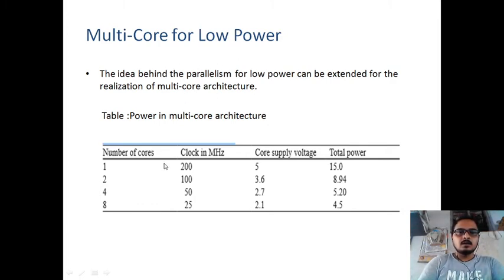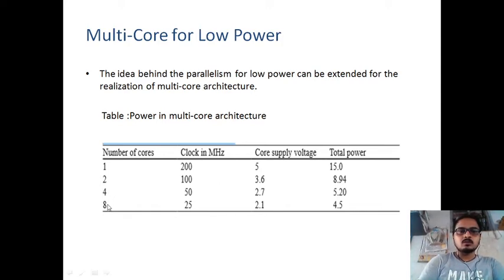See here, see the tabular column. When the number of cores increases, the clock speed decreases, supply voltage decreases, and so total power also decreases. See here, we have a single core. At that time, the parameters are all at high values. When you increase to two cores, that is dual core, the clock frequency, supply voltage, and total power decrease. Similarly here for 4 cores.